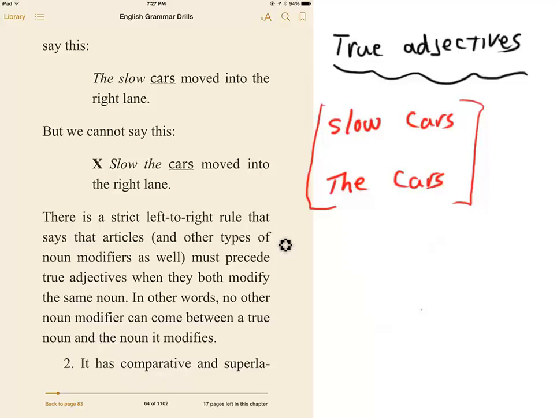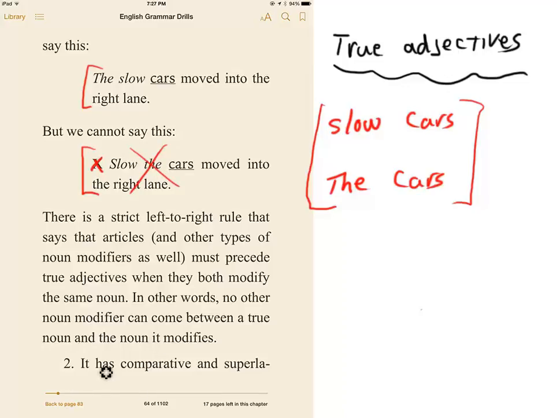Okay, that's one example. So they give two examples. The slow cars moved into the right lane, and then slow the cars moved into the right lane. You can see that they use an X to say that obviously that is not correct, just like we talked about before. It says there is a strict left to right rule that says that articles and other types of noun modifiers as well must precede true adjectives. So the must come before the adjective, as we saw, because this sentence makes sense, and this one does not make sense. Because the has to come before the true adjective.